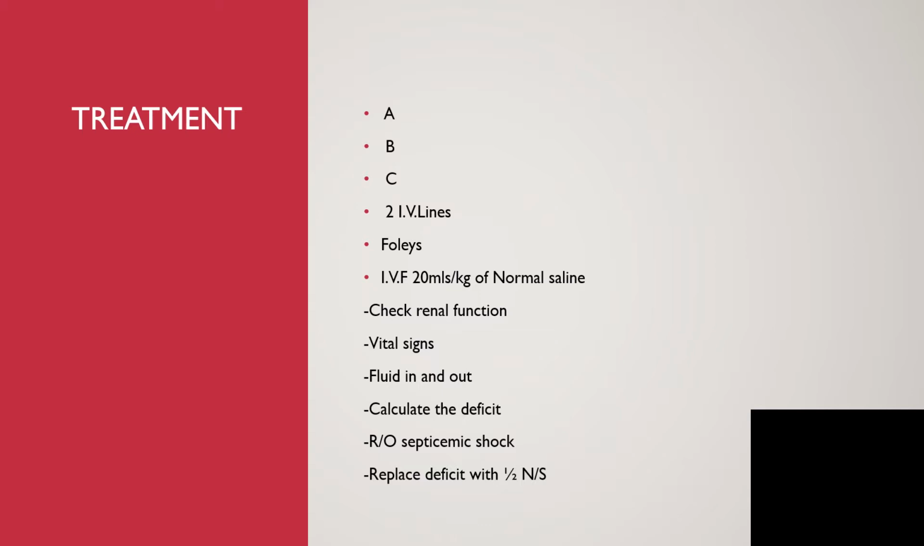Get 2 IV lines set, please, because you're going to pass IV fluid and be doing a lot of laboratory investigations. Pass a urinary catheter, because this is not the individual that will be getting up and going to the washroom. So you need fluid in and out. The IV fluid should be at the level of 20 ml per kg of normal saline. And you check the renal function, check vital signs, check fluid in and out, calculate the deficit, rule out septicemic shock, and replace the deficit with half saline.